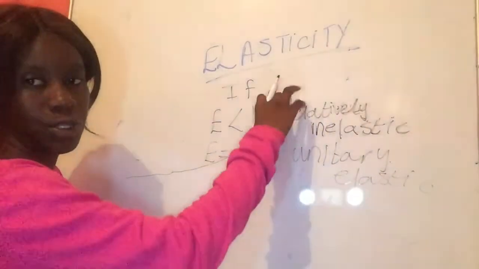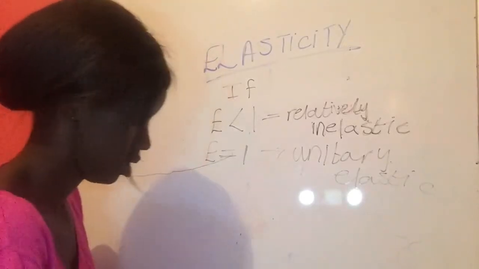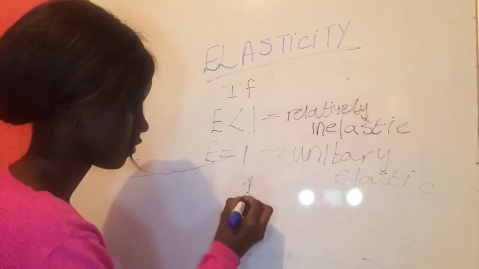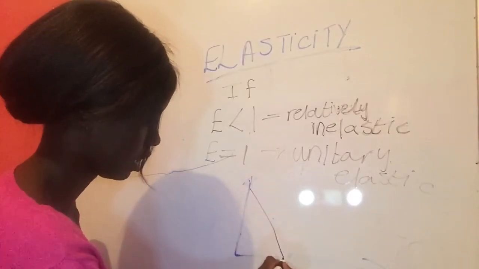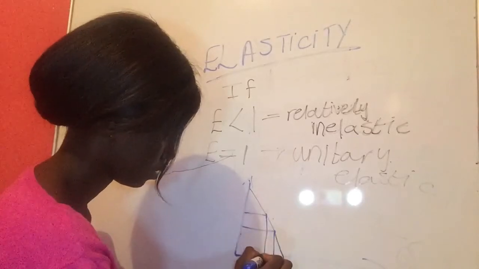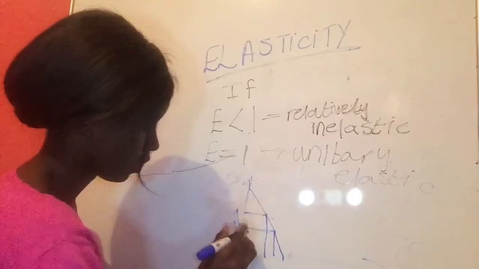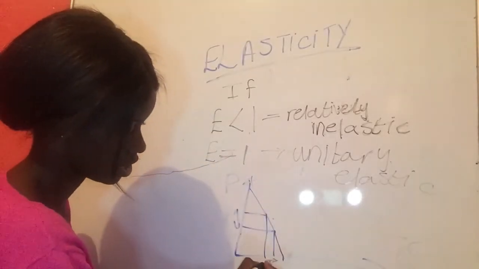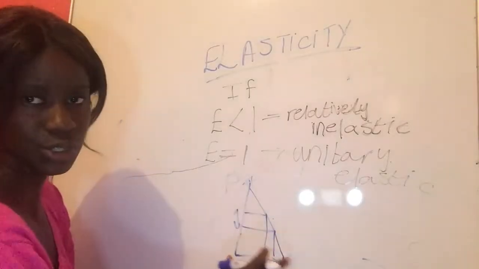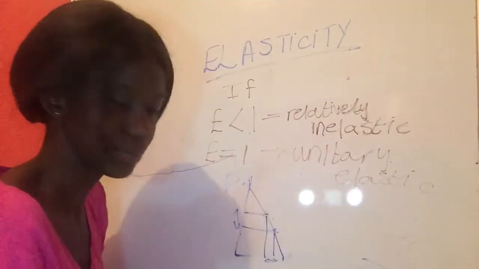If we're to show the first one on a graph, it would look a little something like this. We have our Q's here and our prices here, and the change in price is greater than the change in quantity. Such graphs that are almost straight like that are relatively inelastic.